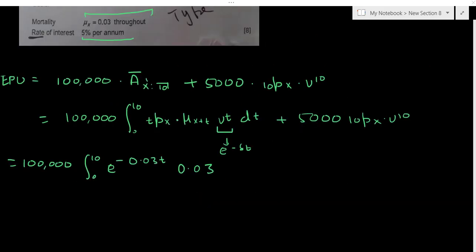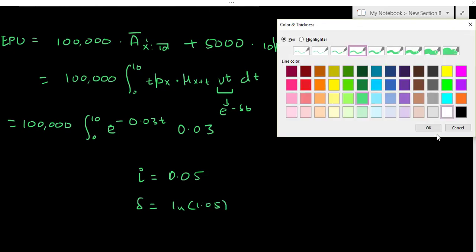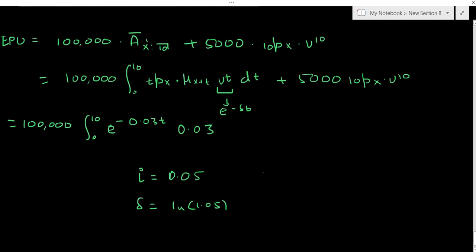The rate of interest here is given as i equal to 0.05, that is 5% interest. So if I calculate the equivalent force of interest, delta is equal to the log of 1.05. So this becomes e to the power of minus log of 1.05 times t. Plus the second term becomes 50,000, again this was 50,000.